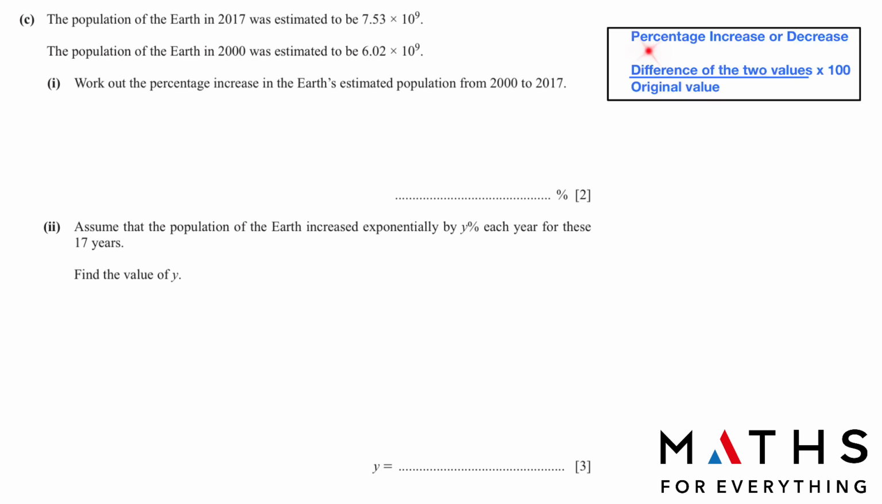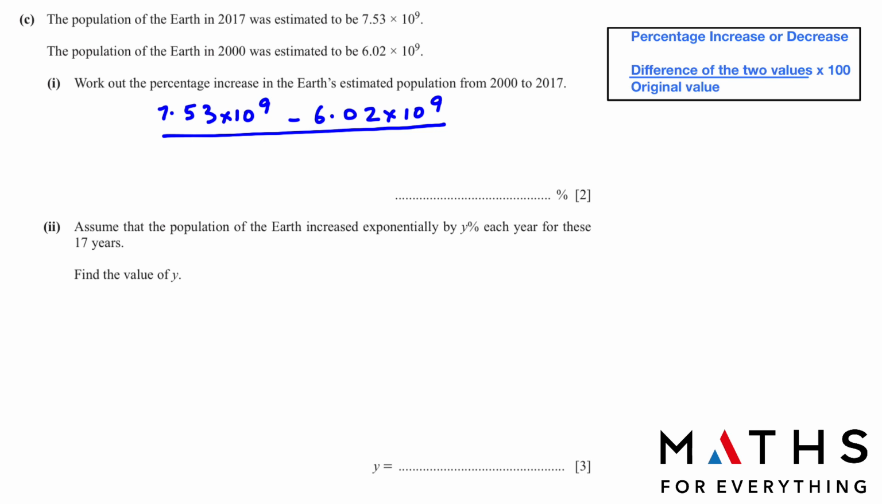Whenever you want to find the percentage increase or decrease, this is the way you solve. Find the difference of the two values, so always the larger number minus the smaller number. So 7.53 times 10 to the power of 9 minus 6.02 times 10 to the power of 9, over your original value. What was your starting value?